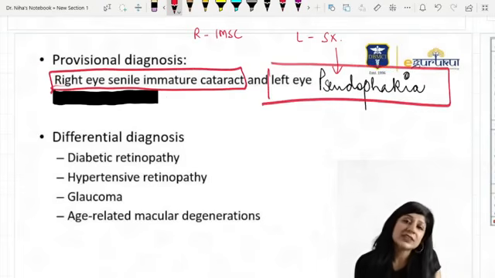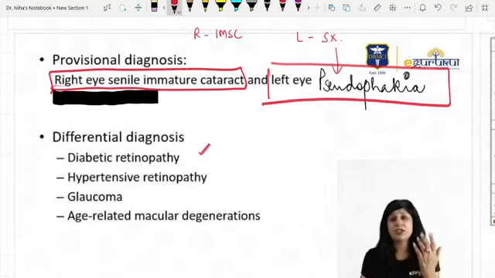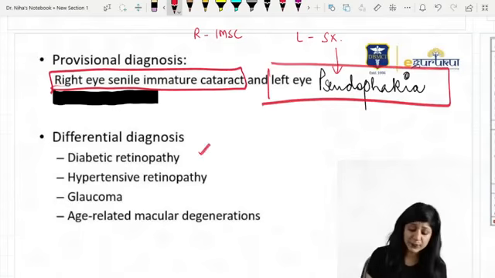Now what are the other things that we can keep in the differential diagnosis? So I told you we can keep diabetic retinopathy. We have a history of diabetes, hypertension, retinopathy.